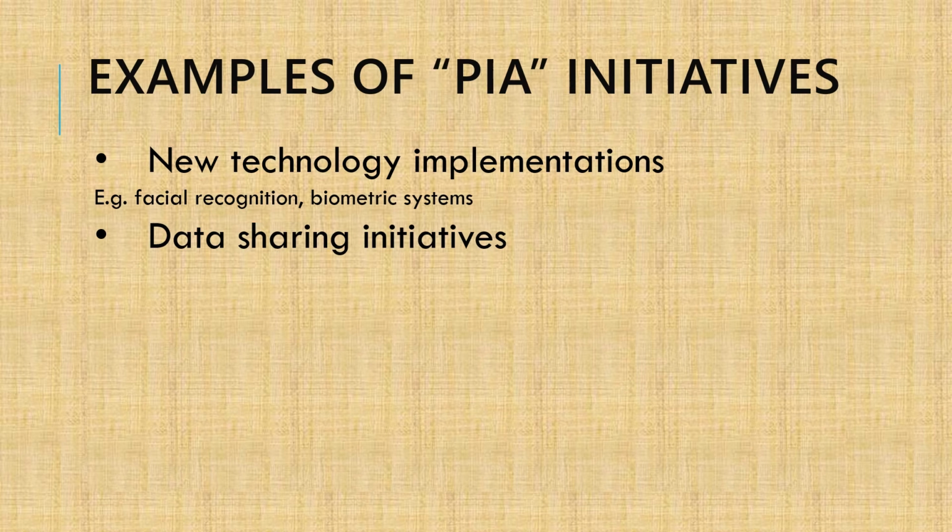Data sharing initiatives. Initiatives that involve sharing of personal data with third parties such as vendors or other organizations can pose privacy risks. A PIA can help assess the risk and ensure that adequate safeguards are in place to protect the data. These are two examples, the vendors and the third-party organizations. What is the next one?